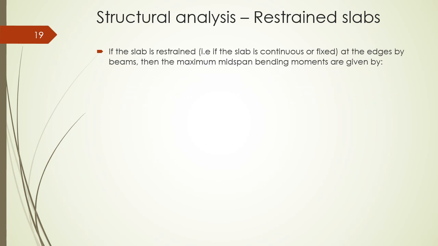If the slab is restrained, that is, the slab is continuous or fixed at the edges by beams, then the maximum midspan bending moments are given by Msx equals beta Sx multiplied by n multiplied by Lx squared. Msx is also known as the moment in the major direction, and the major direction is usually the shorter direction.